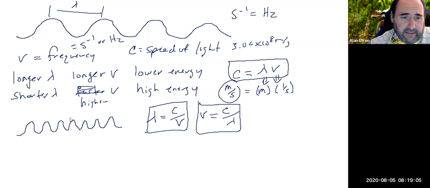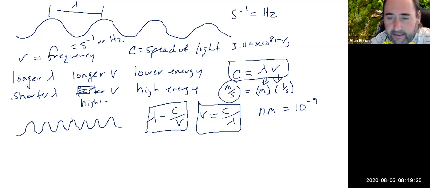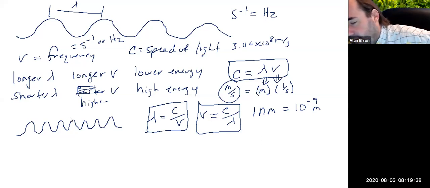Also, speaking of units, a lot of times waves, especially in the visible part of the spectrum, are given in nanometers. And nano, for example, is 10 to the minus 9. That means that there are 10 to the minus 9 meters in 1 nanometer. And that's a very common conversion factor that's used, especially when dealing with waves and wavelength.